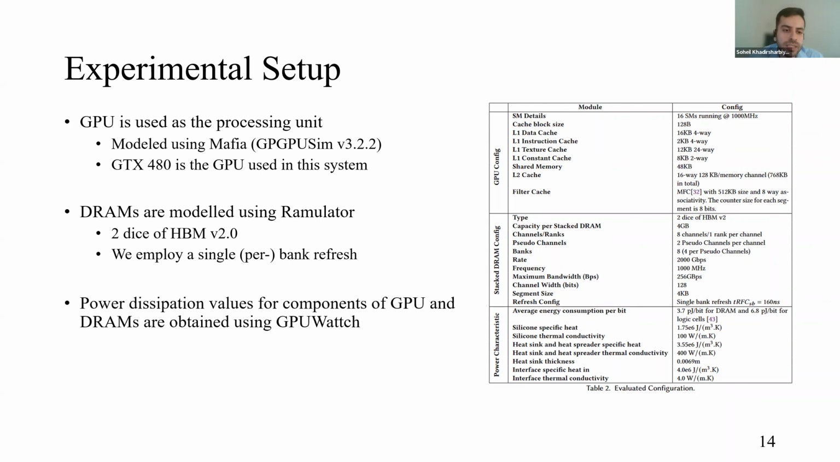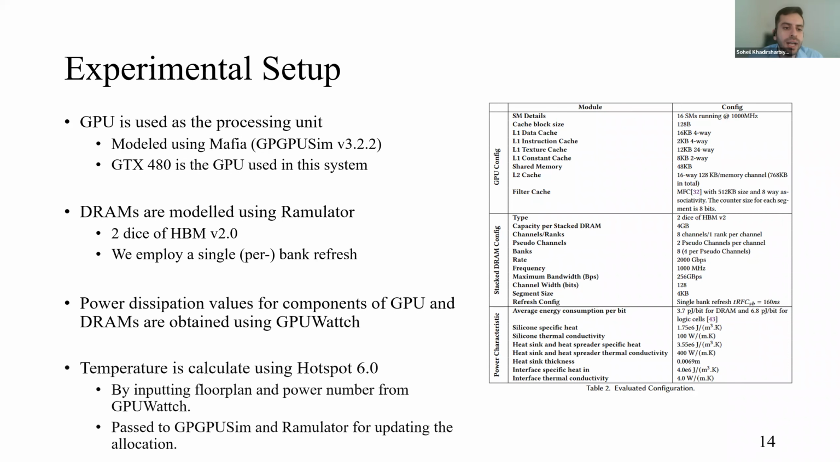Then the power distribution values are calculated using GPUWattch. GPUWattch is part of GPGPU-Sim and is used for calculating the heat dissipation numbers. Using the power dissipation values and the floor plan, we calculated the temperature values, and we passed them to GPGPU-Sim and Ramulator for updating the allocation. We want to emphasize that the GPU is only used as part of this experiment, and our approach is applicable to all of the processing units, such as CPU, GPU, and others.